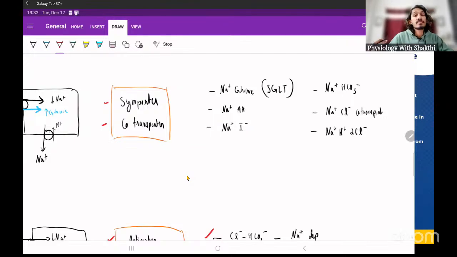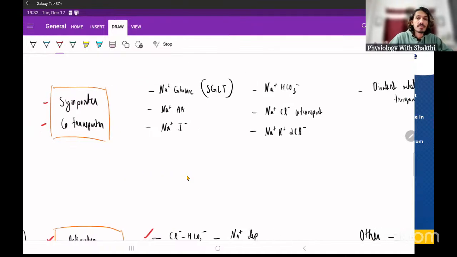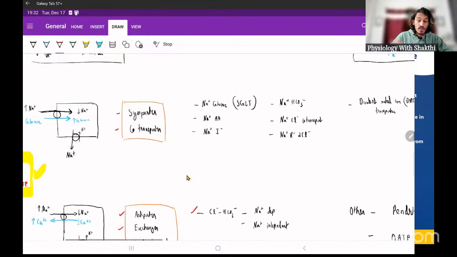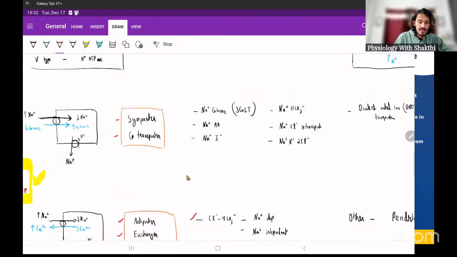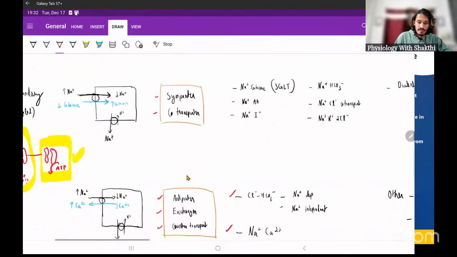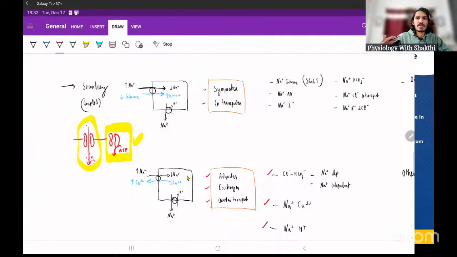Then we have sodium amino acid can come in together. Sodium iodide can come in together. Okay. Apart from that, in your renal system, sodium chloride co-transporters, sodium potassium 2 chloride co-transporters. These are all important examples of co-transporters. Okay. So remember examples, at least a few of these examples you remember and explain them. Sometimes a question of differentiate between a co-transporter and counter-transporter can also come.